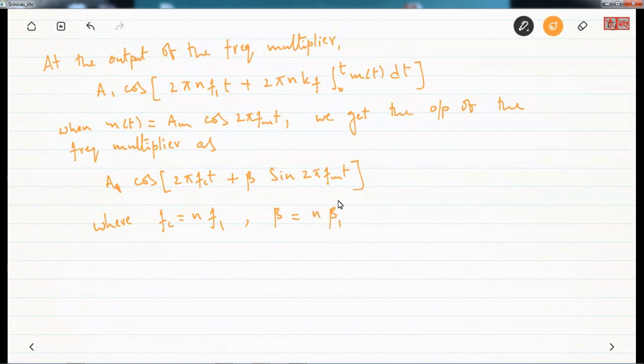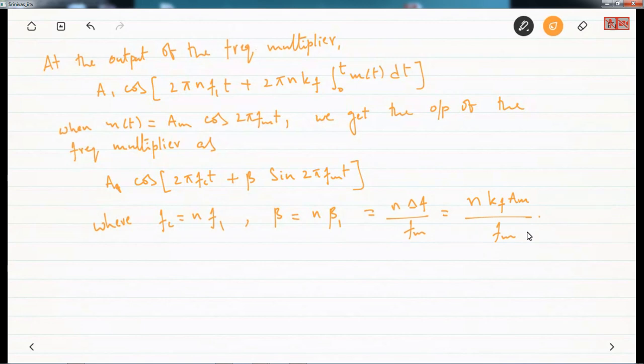The input to the frequency multiplier is a narrowband FM signal with frequency deviation beta 1, right? And then the frequency deviation is also getting multiplied by n. So the new frequency deviation beta at the output of the frequency multiplier is n beta 1, right? So n beta 1 is n into delta f by fm, right? So that is equivalent to n kf am divided by fm.